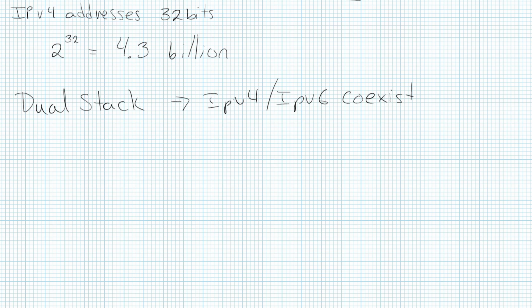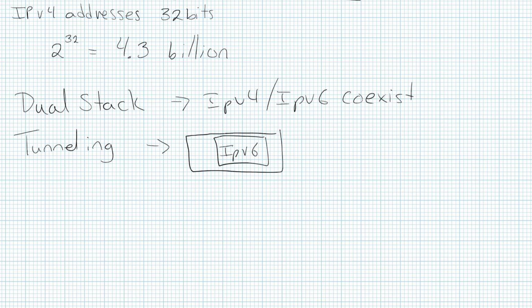The next protocol that you'll see quite often is called tunneling. Tunneling is essentially a way of wrapping an IPv6 addressed packet in an IPv4 address so that it can go through an IPv4 section of a network. So if we have this little IPv6 packet, it's addressed that way, we essentially wrap it again in an IPv4 header for the purpose of it going over a section of network.